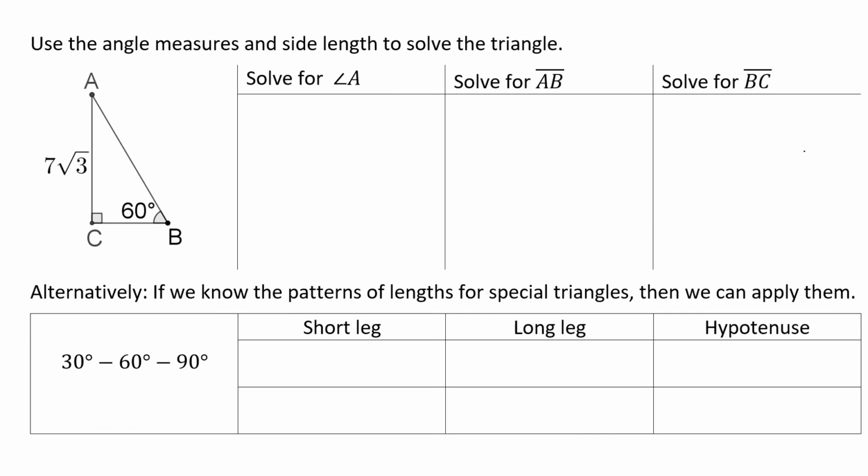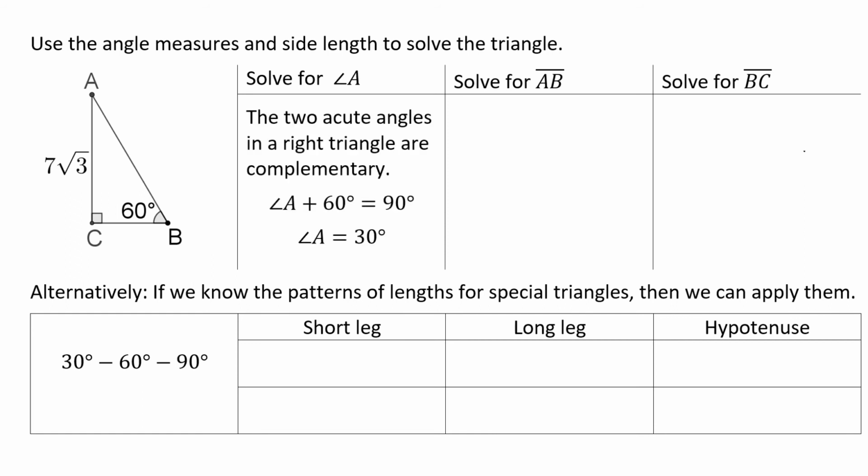Can we use our understanding of trigonometry to solve this triangle ABC? Meaning, can we find the 1 missing angle and the 2 missing side lengths? Well, make your life easy. It's a right triangle, so the 2 acute angles are complementary. One of them is 60, the other must be 30 degrees. What about the hypotenuse? If we want to employ some trigonometry, the only side length that we currently know is 7 radical 3, and that's opposite 60 degrees.